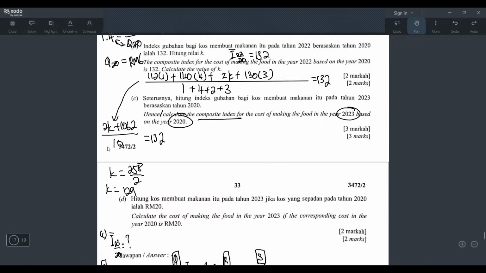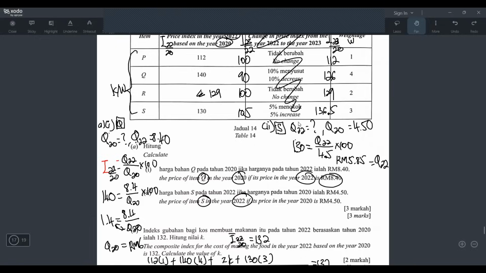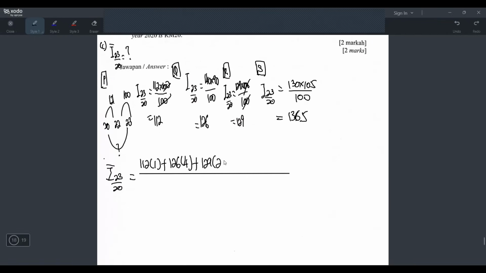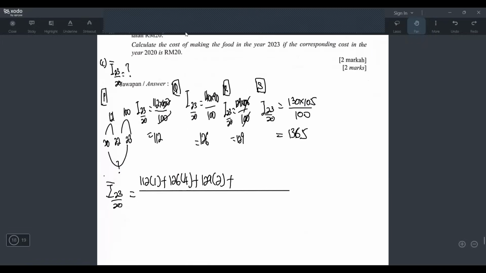126 times 4. Okay, write down 126 times 4. And then next, it will be 129 times 2. Okay, write it down. 129 times 2. And then the last one, let's see what they want. 136.5 times 3. Okay, right. And then the total weightage, divide total weightage, 1 plus 4 plus 2 plus 3. So it will be 1 plus 4, 5 plus 2, 7 plus 3, 10.